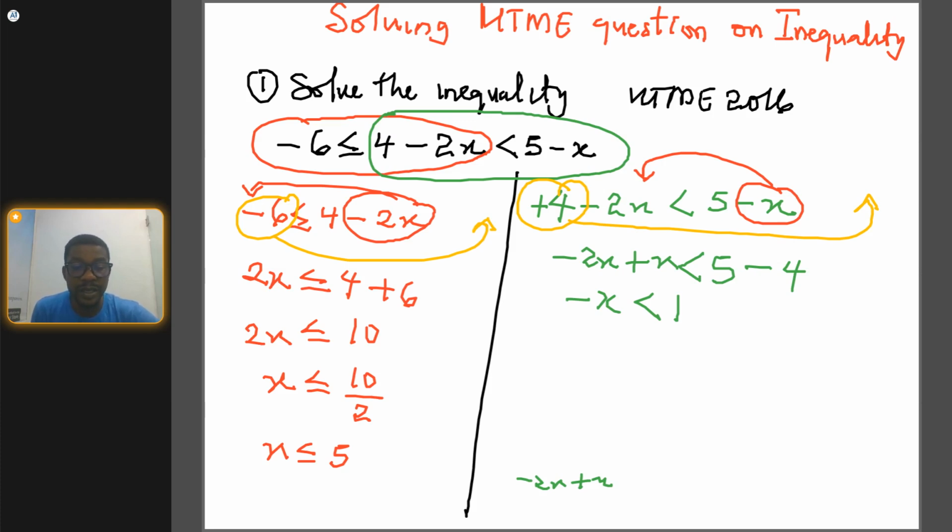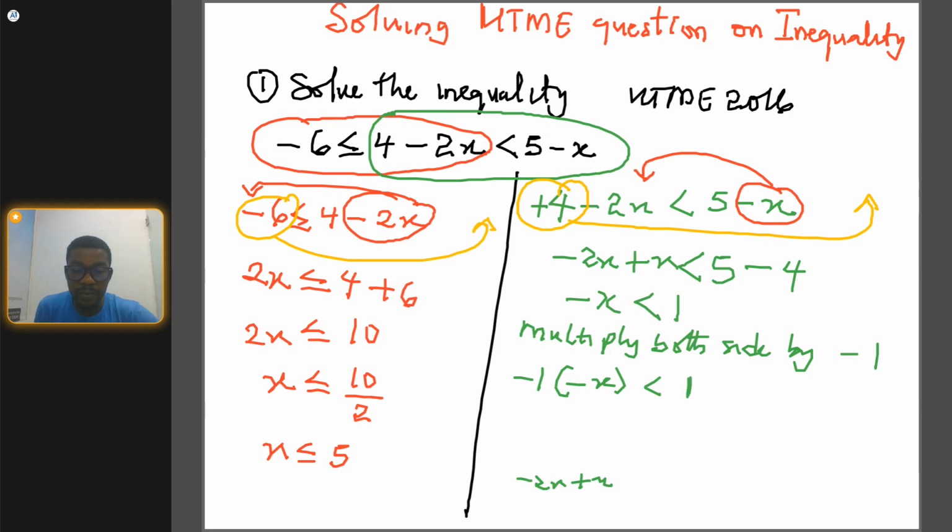We are focusing on letter x. So the minus beside x has to be taken away. Not just like that, we have to do some arithmetic to remove the minus from x. What we are going to do is multiply both sides by minus 1. We are going to have minus 1 in brackets minus x is less than 1 in brackets minus x. So we are multiplying both sides by minus 1.